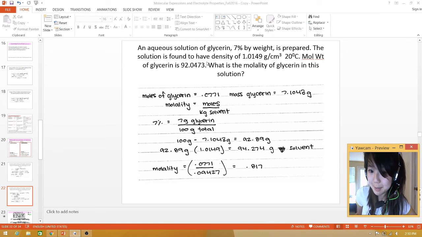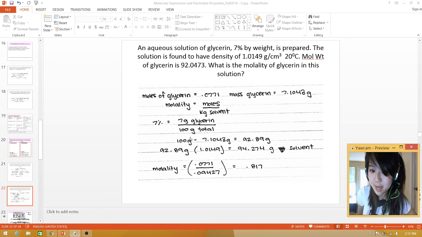Now this is just the same problem except they're asking for molality this time. From the previous problem that we just did, we already know the moles of glycerin is equal to 0.0771 and the mass of glycerin is going to be 7.1043 grams, and molality is going to equal moles divided by kilograms of solvent. So we already know the moles, and now we just need to find the kilograms of solvent. Once again, to reiterate, that 7% by weight is just going to be 7 grams of glycerin over 100 grams of solution in total, and this is only if the density is equal to 1.